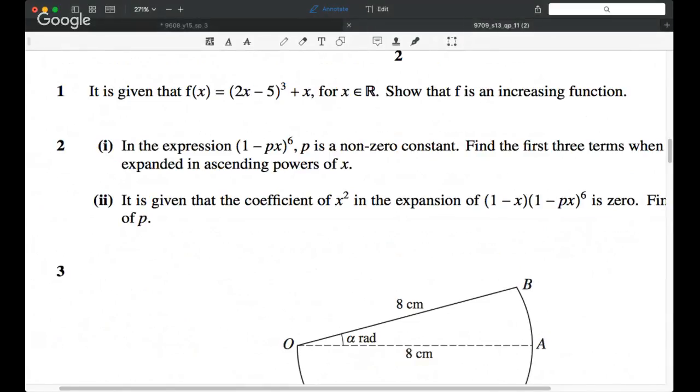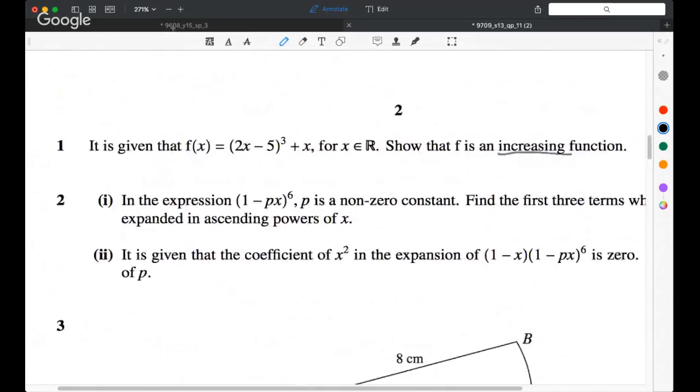Okay, so this first question, a bit of definition first. An increasing function is just defined as one where f of x keeps going up as x goes up. There's no oscillating, like sine functions, no going down. It's always increasing. So how do we show this?